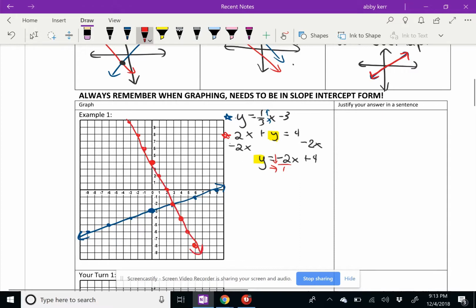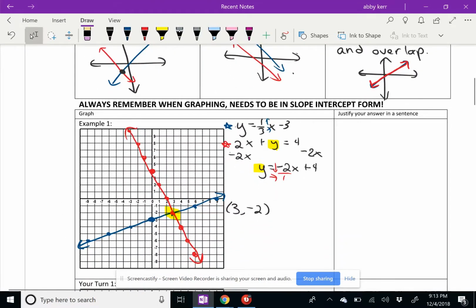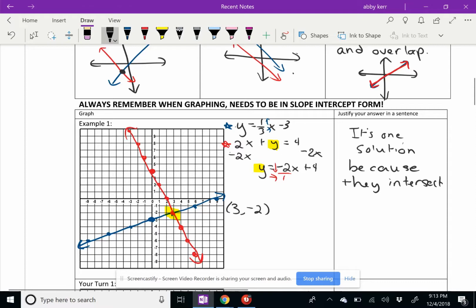When you find the intersection, that's what this point is right here. Just label it. So this will be 3, -2. Now use your answer. It says it's an ordered pair, so the answer would be one solution. It's one solution because they intersect at 3, -2.